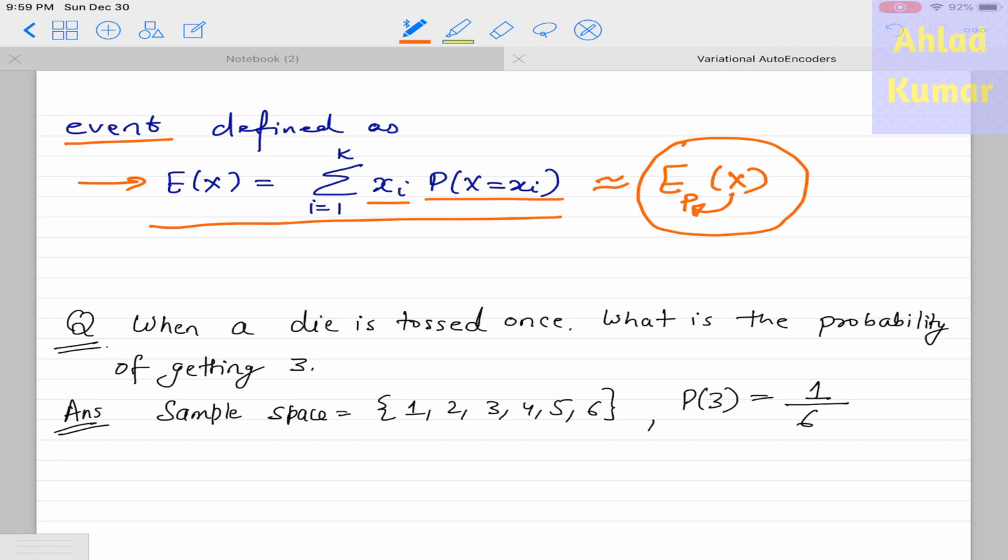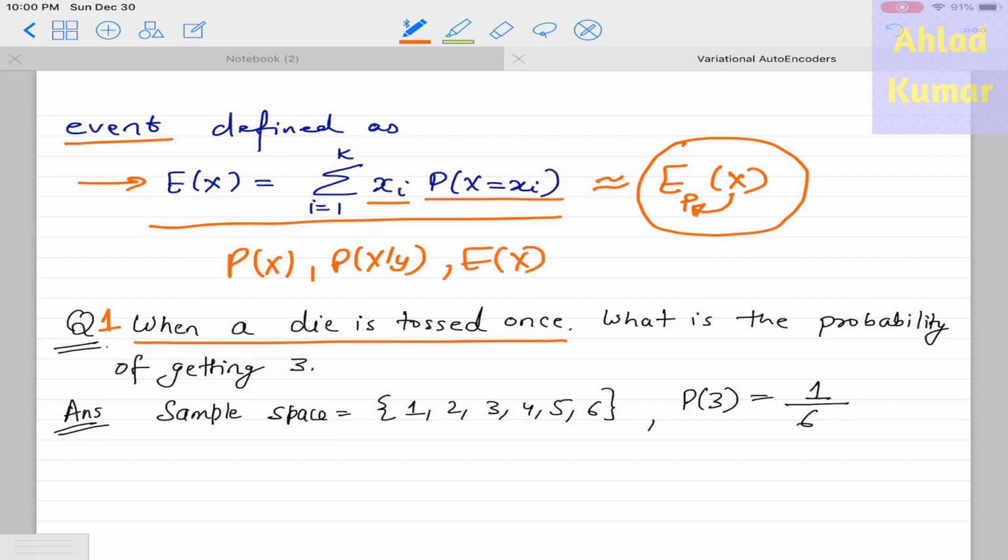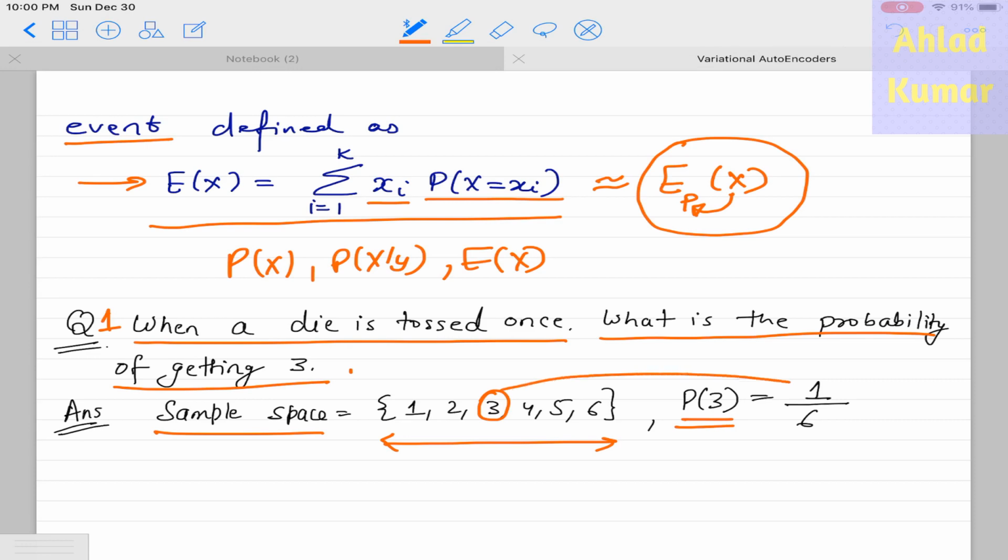So in order to complete this lecture on probability basics, I just want to discuss some very simple examples so that you will get comfortable with all these terminologies such as P of X given Y, and expectation of X. So let's start. The very first example says that when a die is tossed once, what is the probability of getting 3? So sample space is defined as basically the set of all possible outcomes of this experiment. All possible outcomes of a die being thrown are given over here. So we have 6 possible outcomes of a die. So the probability of getting a 3 is basically 1 divided by the total number of outcomes, that is 6. So the probability of 3 is 1 by 6. In this way you will calculate the probability of any random variable.